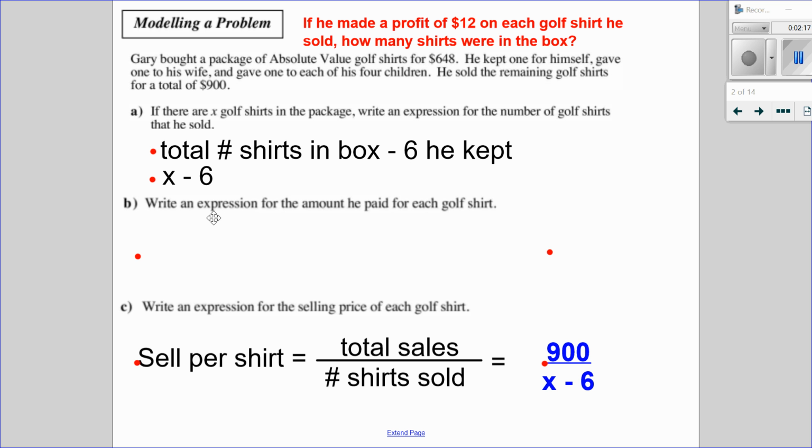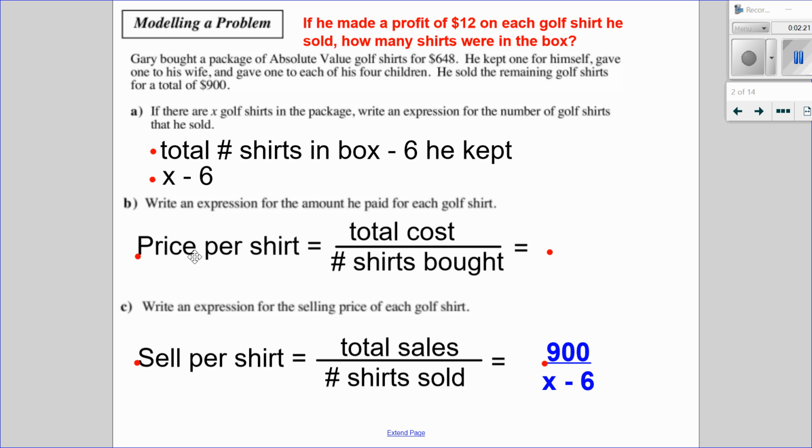Now that's the selling price. Let's talk about the expression for how much he paid for each golf shirt. So the price that he paid for each golf shirt is the total cost divided by the number of shirts he bought. So the total cost was $648. And how many did he buy? Well, we don't know how many were in the package. That's the variable X. So the buying price is 648 divided by X.